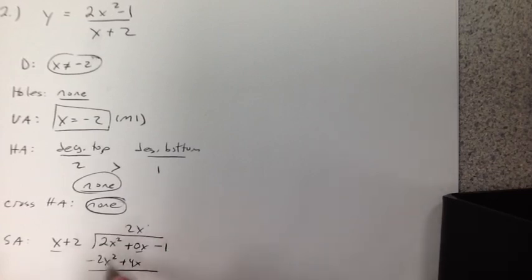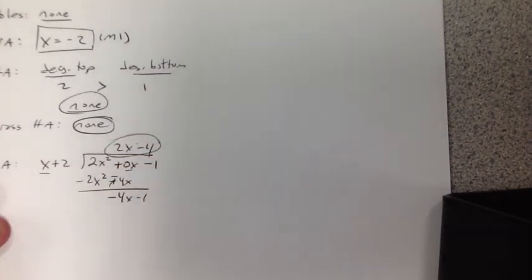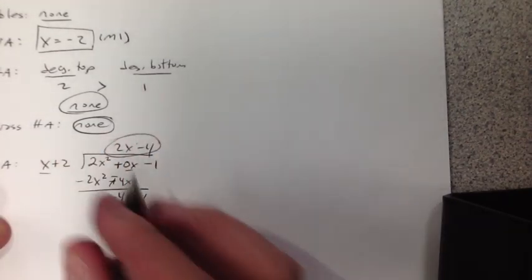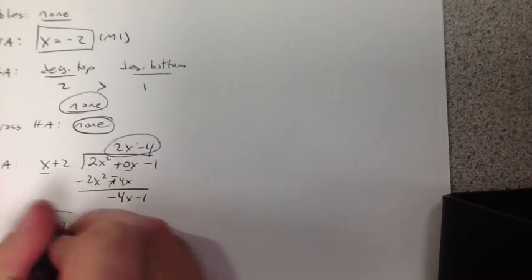And let's see what happens here. Cancel, subtract. We get negative 4x minus 1 minus 4. And actually, to get as far as the slant asymptote goes, I'm done because we really don't care about the remainder. Anything left after that's just the remainder. So my slant asymptote becomes 2x minus 4.